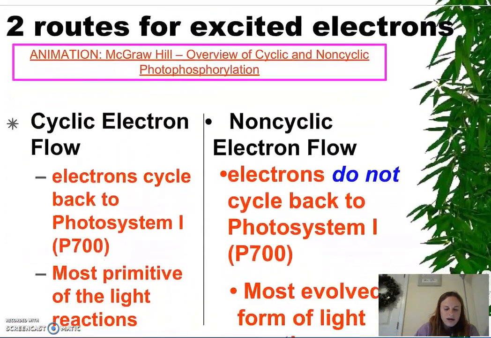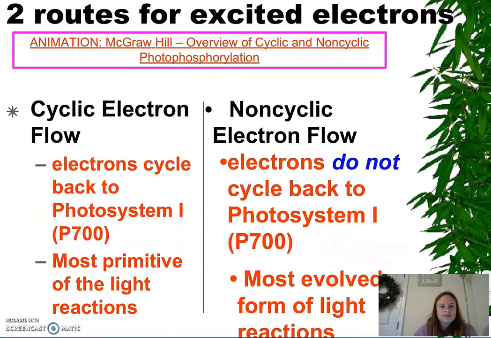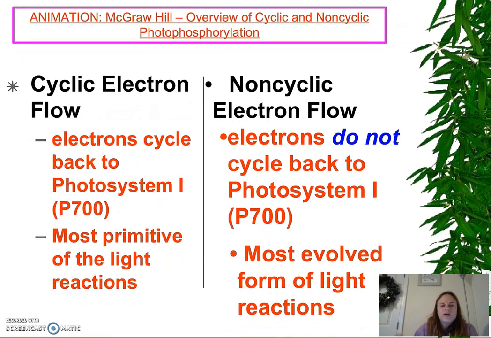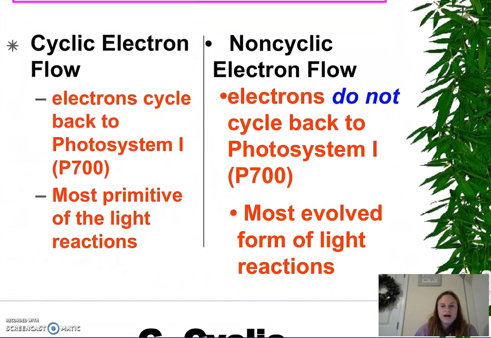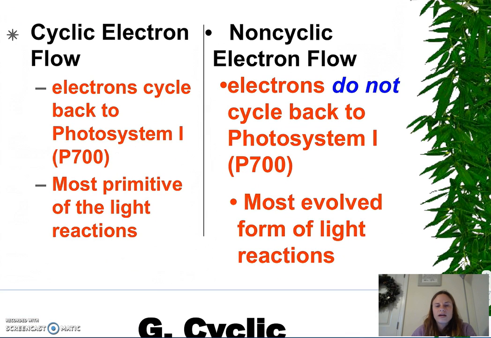So there are two routes for these excited electrons. There's cyclic electron flow and non-cyclic electron flow, where electrons in cyclic electron flow cycle back to photosystem 1, or P700. This is the most primitive of the light reactions. In non-cyclic electron flow, the electrons do not cycle back to P700 or photosystem 1. And this is the most evolved form of light reactions.